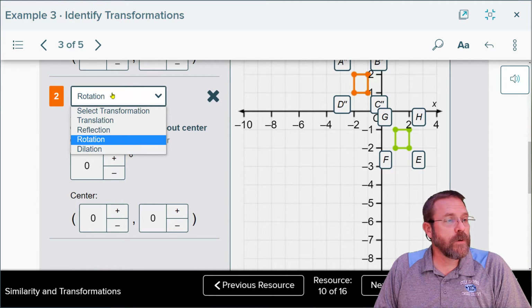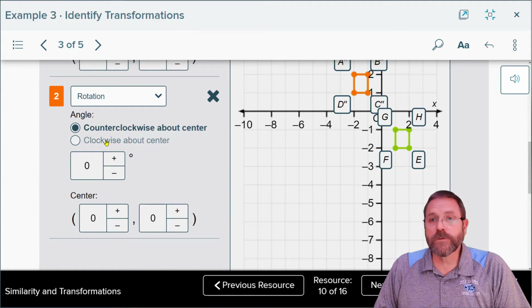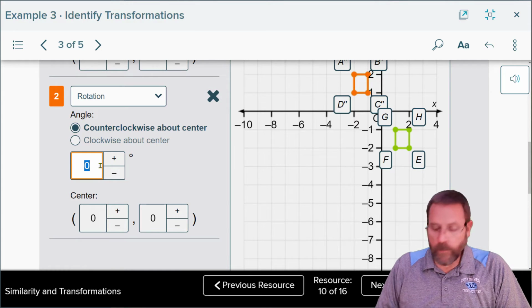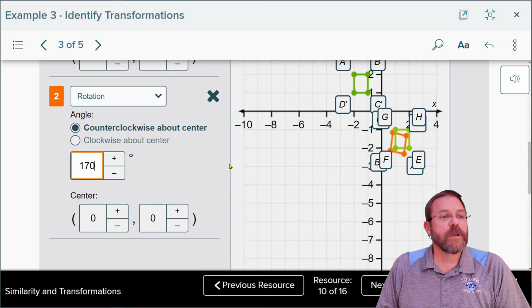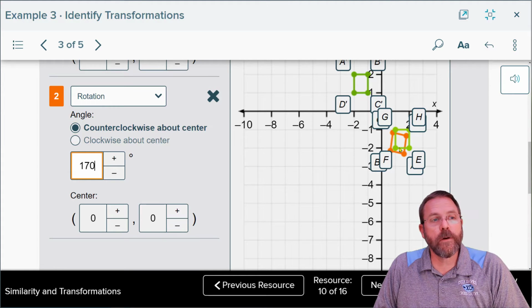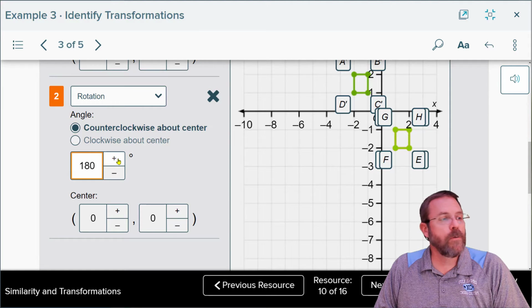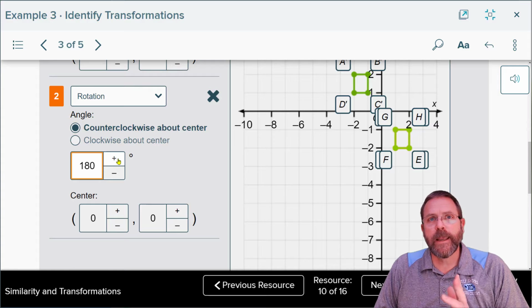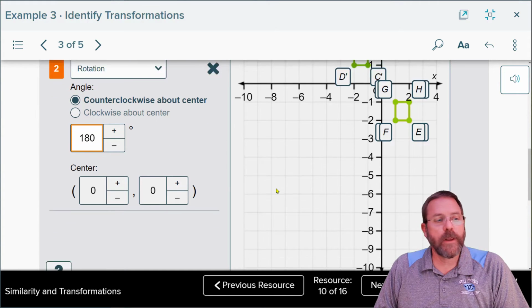It doesn't matter if we end up doing it clockwise or counterclockwise, because it's going to be 180 degrees either way. But I'm going to start at 170 degrees. And now you can see the orange square right there. I'm going to keep going and keep going all the way up until, boom, 180 degrees. And now the two of them overlap completely.